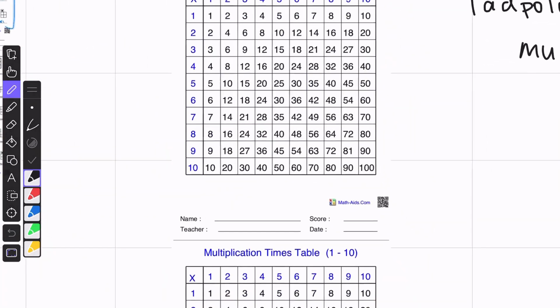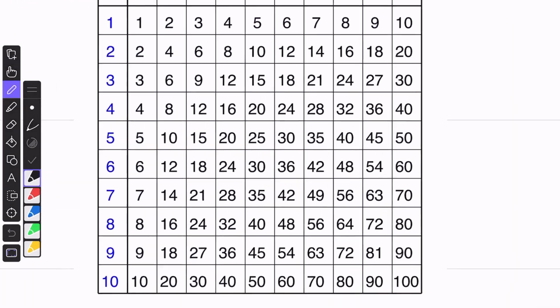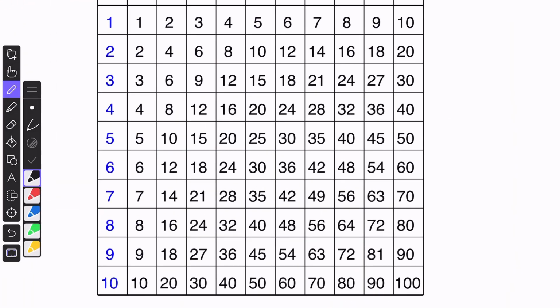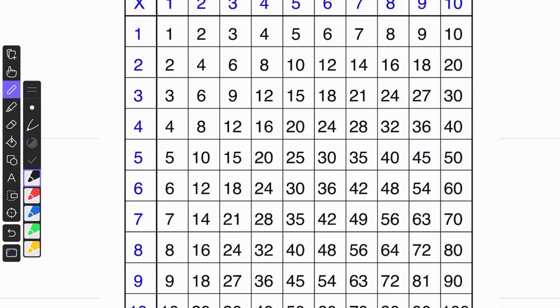So here is the multiplication times table for 1 through 10. How a multiplication times table works is we have some numbers that go up to 10 on the y-axis. This is called the y-axis. And then we have the same numbers on the x-axis. Basically, we multiply going this way. So we can do 1 times 1, that gives us 1. 1 times 2, that gives us 2.